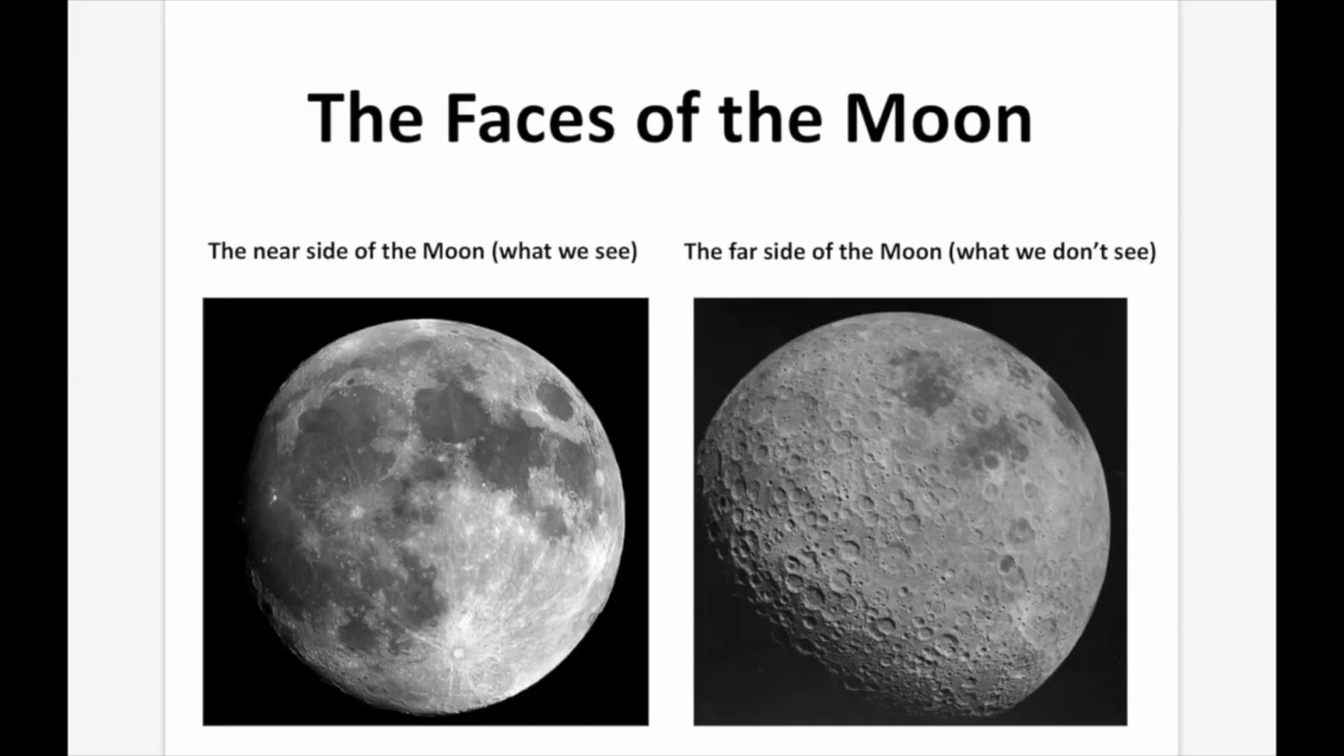So here's a picture of the different sides of the Moon. This is the side that we see, and this is the side that we don't see. And they're actually quite different looking. But again, the only way that you could see the far side of the Moon is if you were to fly around the Moon and have a look at it, either with a spaceship or some kind of satellite, because from Earth, we're only ever going to see this side, because it's locked to Earth's orbit.